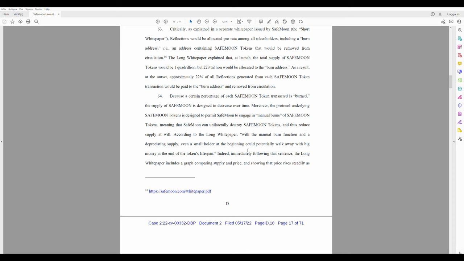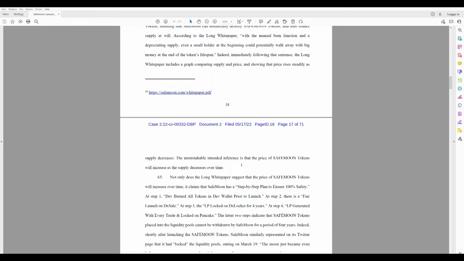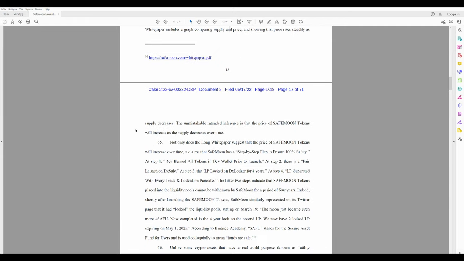Indeed, immediately following that sentence, the long white paper includes a graph comparing supply and price, and showing that price rises steadily as supply decreases. The unmistakable inference is that the price of Safemoon tokens will increase as the supply decreases over time.